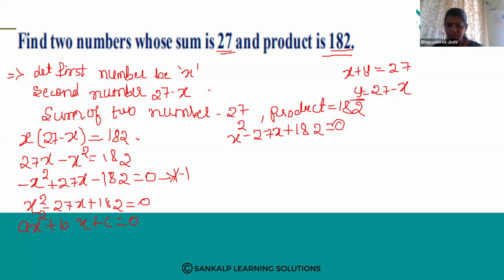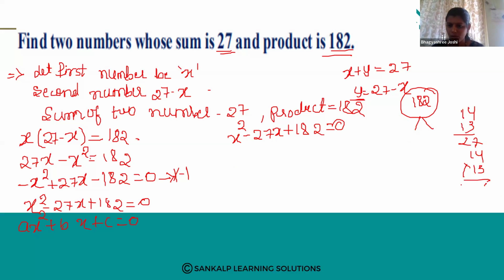Now use the factorization method. For that, a into c, 1 into 182, that is 182. So the product should be 182 and the middle term is minus 27. Okay, choose two numbers such that we get product 182 and middle term minus 27. So which numbers will you choose? That is 13 and 14. Yes, observe carefully. 14 plus 13 is 27. 14 into 13 is 182.